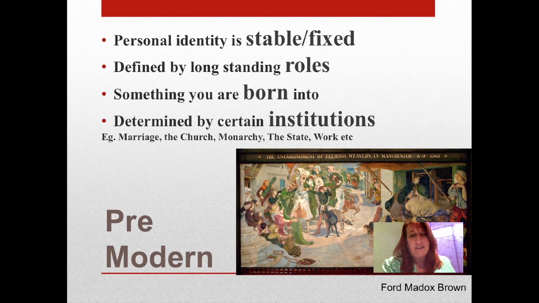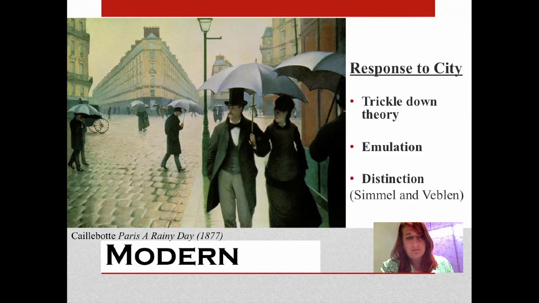So this pre-modern identity, it's argued, is stable, it's fixed, it's defined by long-standing roles, and it's something essentially that you're born into. It's also argued that it's determined by certain institutions, so things like marriage, so that transition from being a girl to being a married woman is important. The church, monarchy, the state, and as I've said, our occupation.